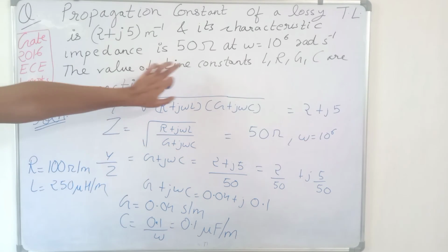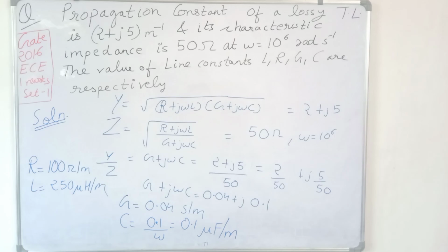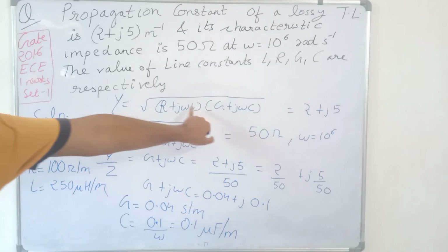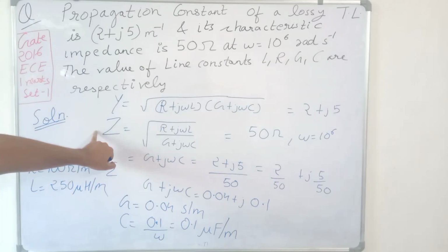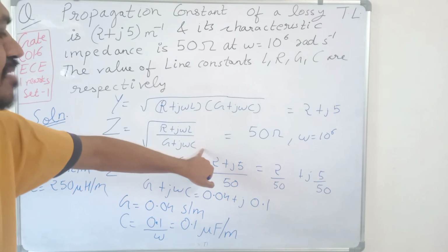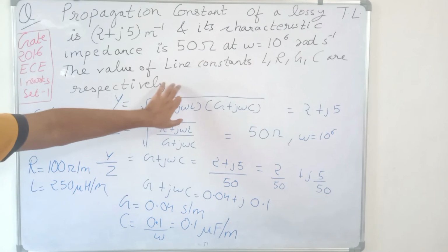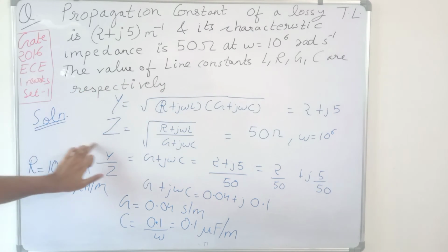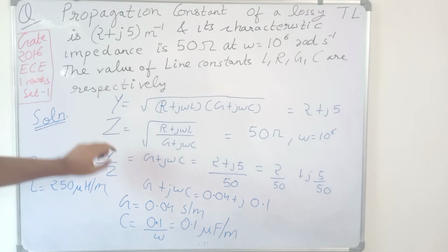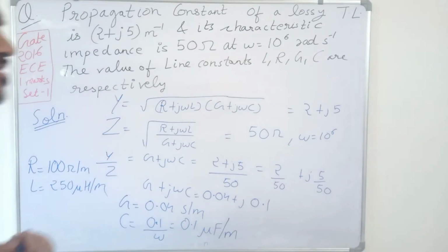So this R, L, G and C together are called line constants, and we can easily find them. Just remember that the propagation constant is given by under root of (R plus j omega L)(G plus j omega C), and the characteristic impedance is given by under root of (R plus j omega L) upon (G plus j omega C). If we multiply these two, we get the values of R and L, and if we divide these two, we get the values of G and C.